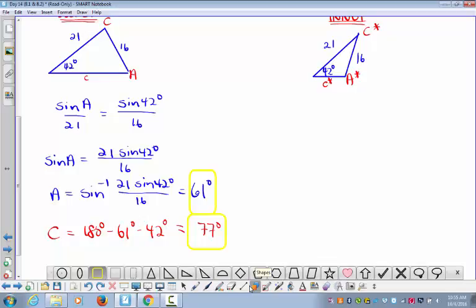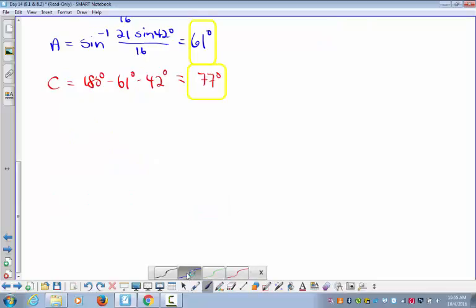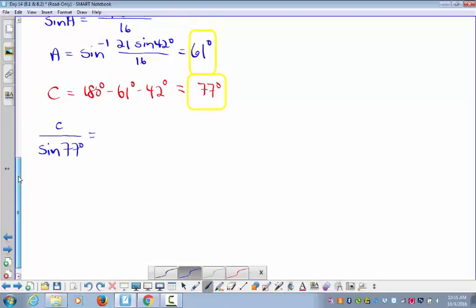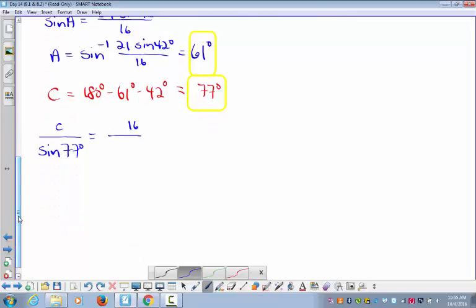Last step is to solve for little c, the base of this triangle. So little c divided by sine of big C. And then we go back up, and our pair that we know is the 16 and the sine of 42, but we have to flip it so that 16 is on top, sine of 42 is in the denominator. And then we solve for c by multiplying both sides by sine 77.